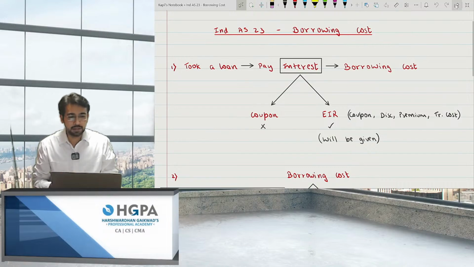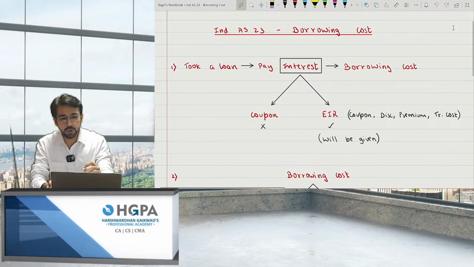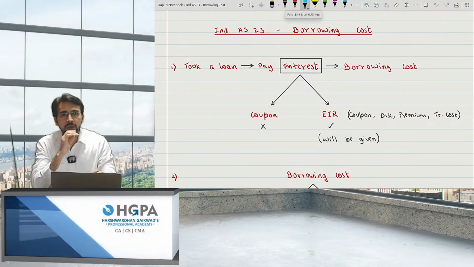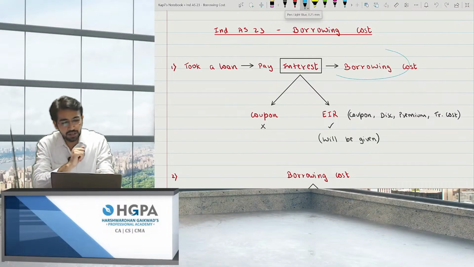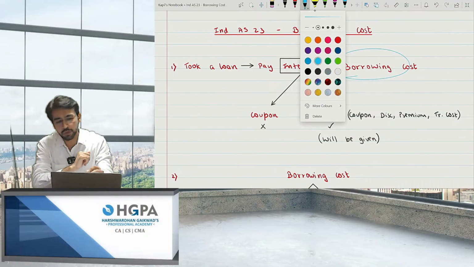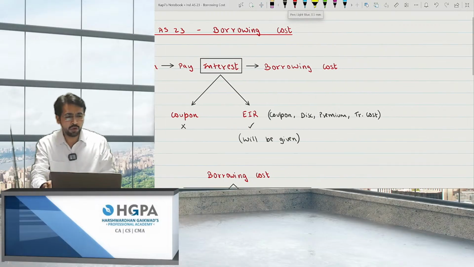Okay, let's start with the revision of IND AS 23, that is borrowing cost. What is borrowing cost basically? Whenever we take a loan, we pay interest, right? That interest is nothing but the borrowing cost. Now, what to do of that borrowing cost? Obviously, you will say, sir, we should transfer it to P&L. Obviously, that is interest, right?